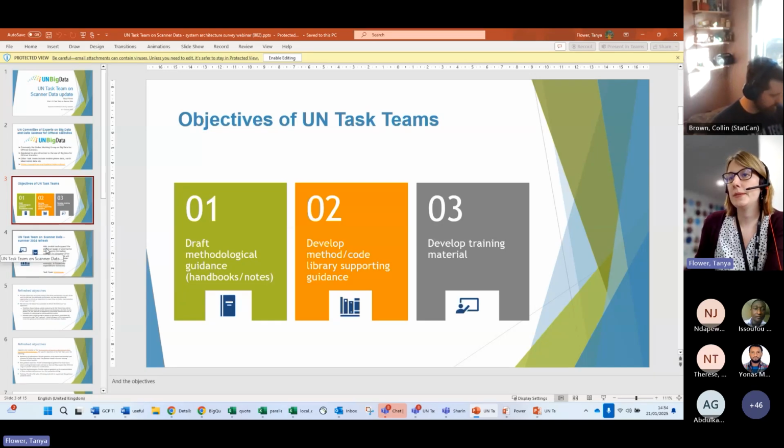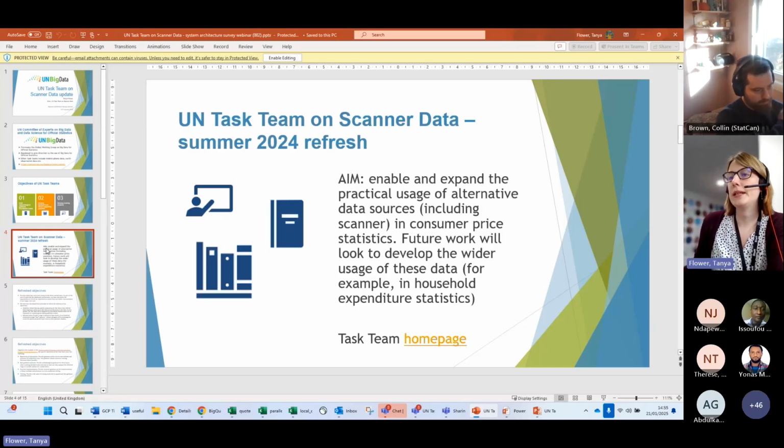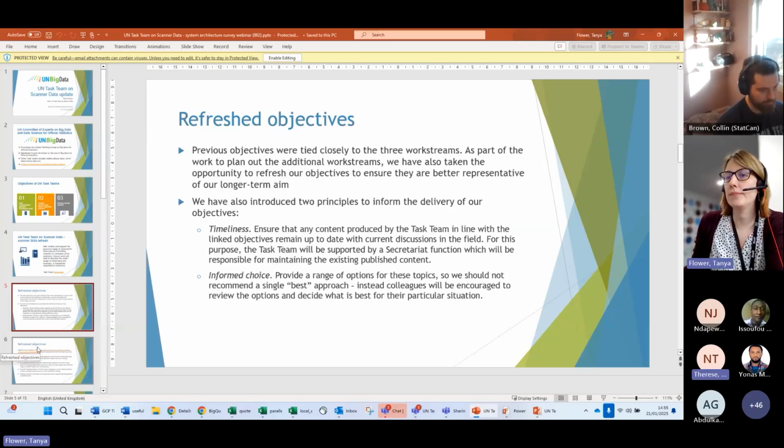The task team on scanner data, as Therese said in the introduction, has been around since 2017. We've done various pieces of work over that time frame. Last year we had a bit of a refresh and wanted to set ourselves up for the next 2-3 year period. So we've updated our objectives and some underlying principles that we use in our work as well.